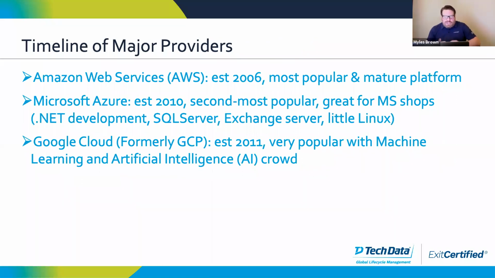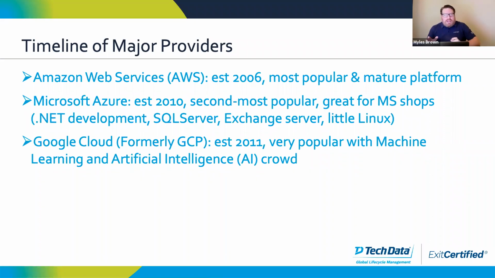AWS really got the ball rolling in 2006, although some of their services predated that, since 2004 even. So it's definitely the most popular and the most mature platform at this point, right? Azure and Google Cloud came along in 2010 and 2011 respectively. So they had to do some catch up. And Microsoft has done a pretty good job of catching up. It's definitely the second most popular.